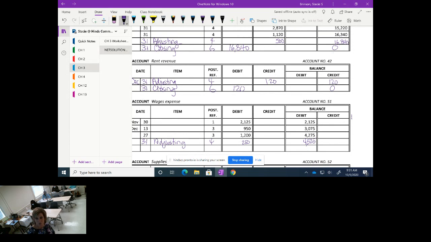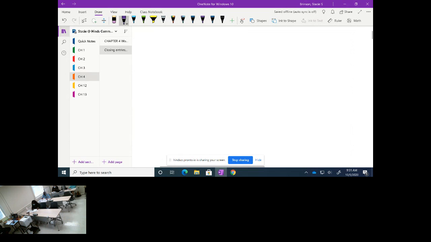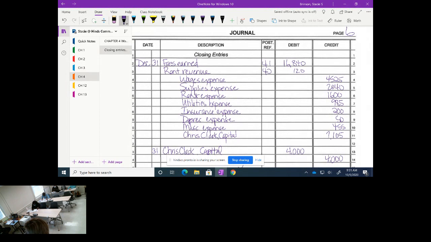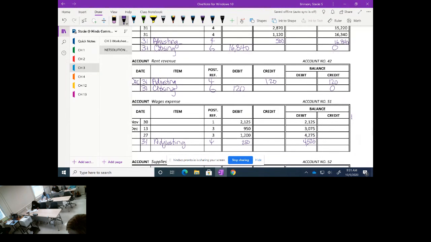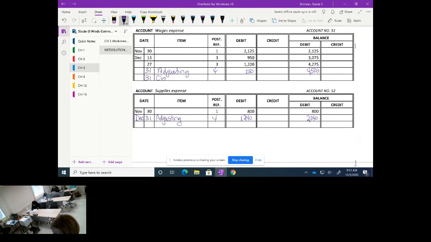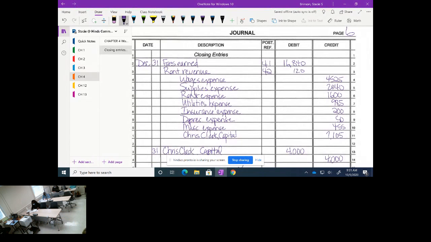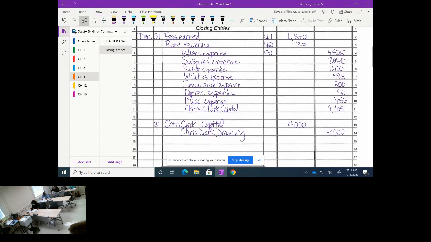Okay, account number 42, we'll take back to our journal and put that there. Wages expense credit is the next thing. Write the word closing. And we're going to credit wages expense. So if we combine a credit of 4,525 with a debit of 4,525, we end up with 0. Account number 51. So y'all kind of get the idea of what we're working with here.